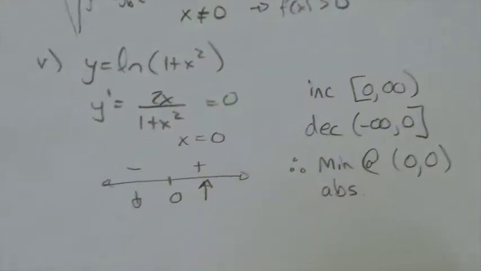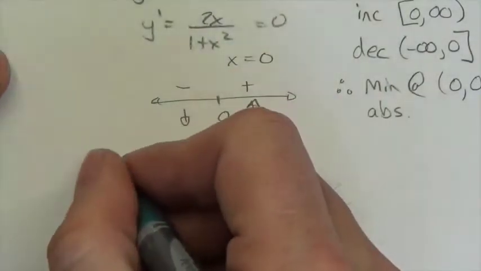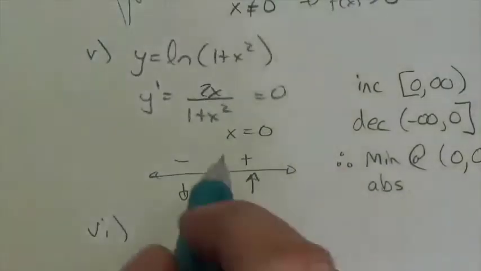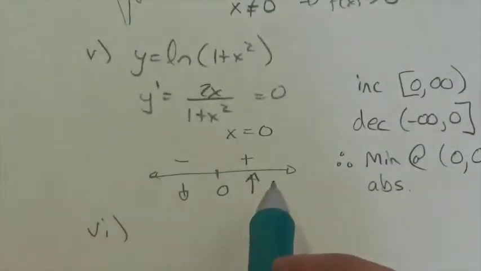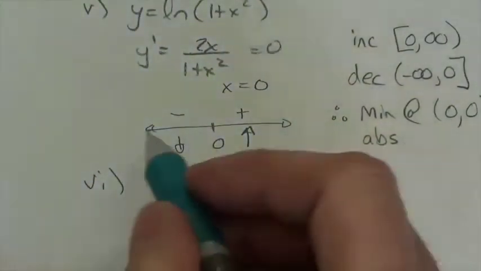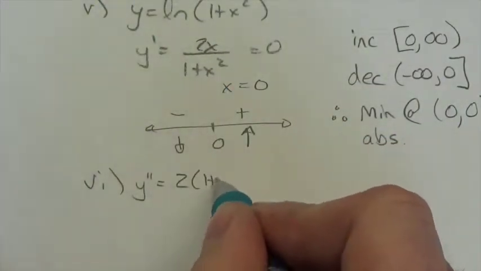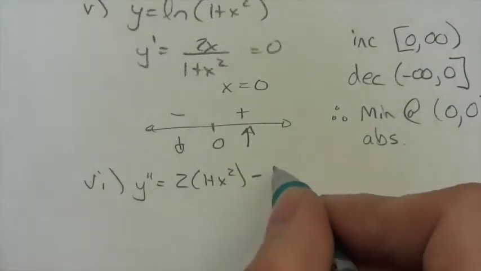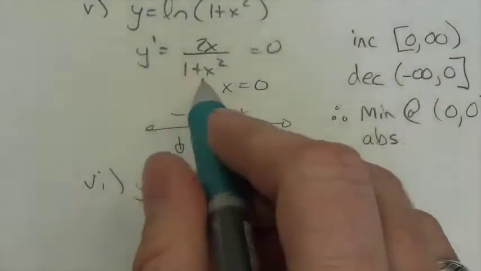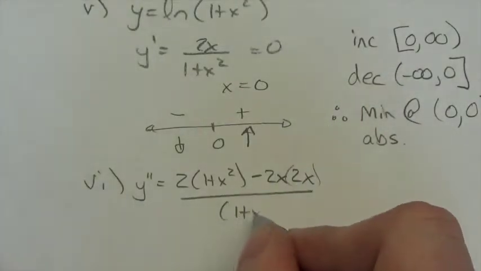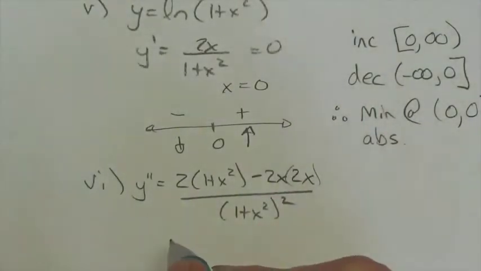Okay, let's go one step further. And obviously the step beyond this is going to be to take the second derivative. We'll take a look at concavity and whatnot there. So first of all, our first derivative was this expression right here. I'm going to require the quotient rule to take the derivative of that. So the derivative of the numerator is 2, times 1 plus x squared, minus the numerator multiplied by the derivative of the denominator, which will be 2x, all over 1 plus x squared squared.